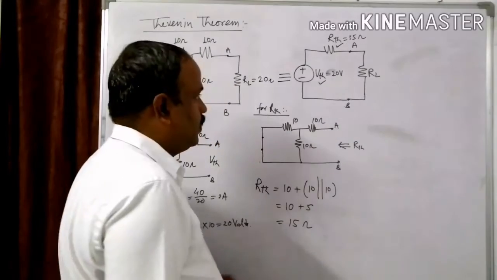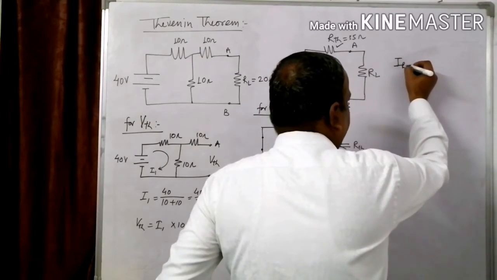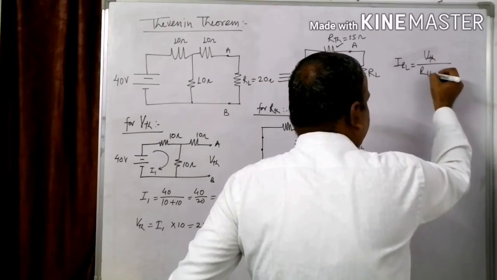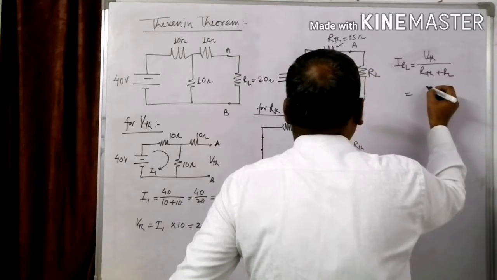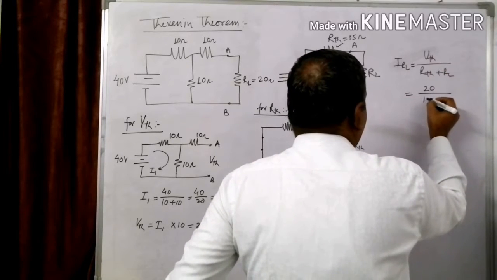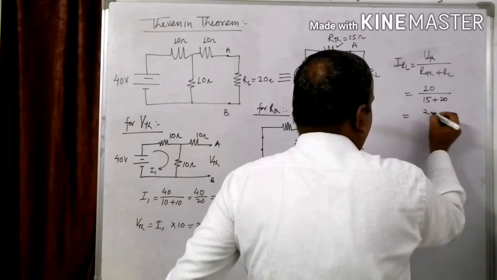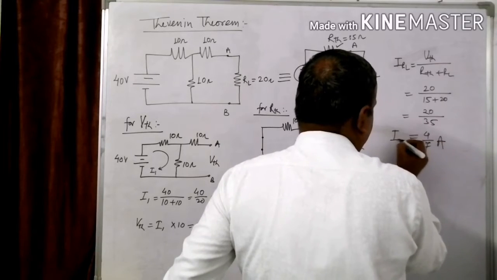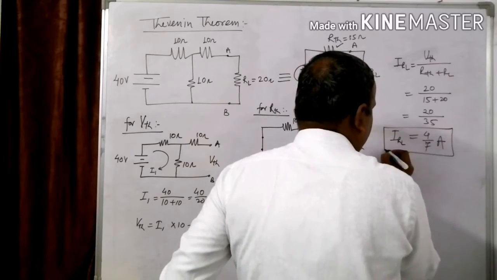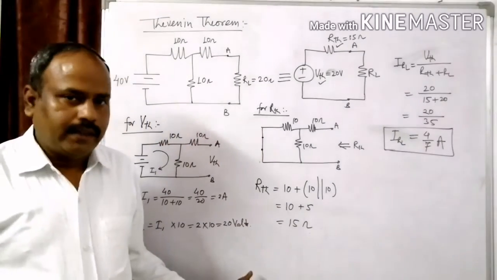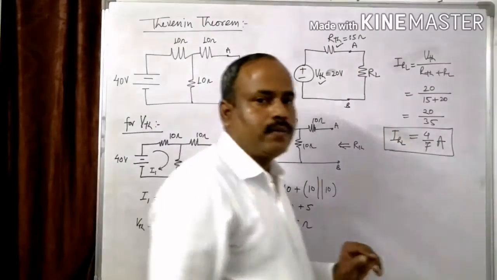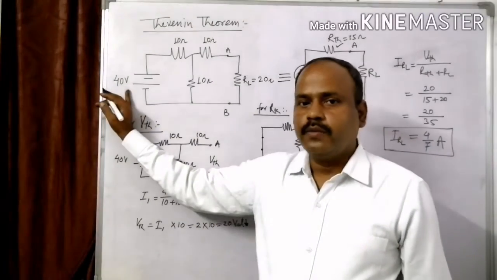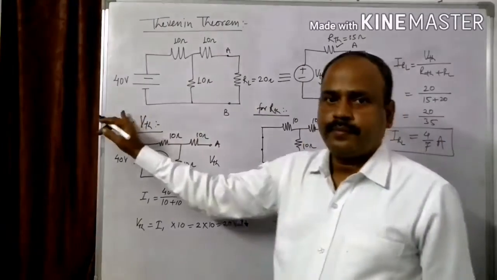Now the current IRL, the current through the load resistor, is nothing but VTH upon RTH plus RL. It becomes 20 divided by 15 plus 20, 20 divided by 35, that is 4 upon 7 ampere. This is the current through the load resistor, right? Here the current is 4 upon 7 ampere, which is the current passing through the load resistor by the 40 volt source, which is connected in this circuit. Is it clear?